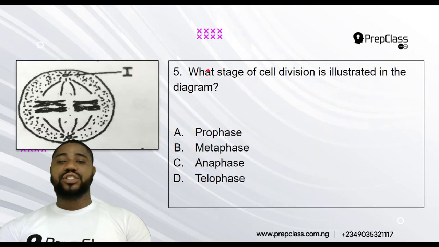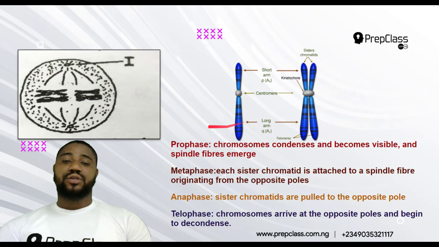Question number 5. What stage of cell division is illustrated in the diagram? Is it prophase? Is it metaphase? Is it anaphase? Is it telophase? I'll give a brief summary of the definition of these 4. Then you can now tell what stage of cell division this is. Now, here, before we say 1 or 2 things, this one here is the centriole I was talking about. This small circle up here and here.